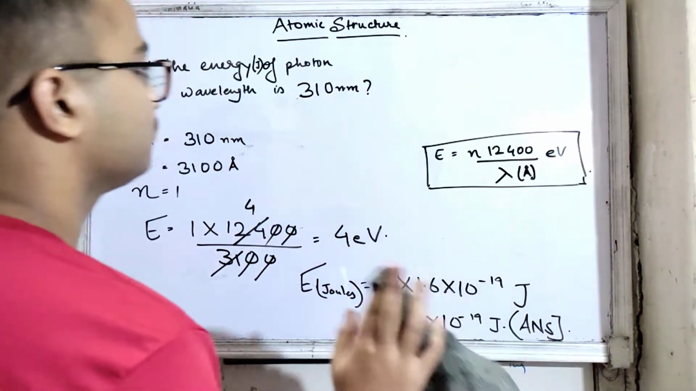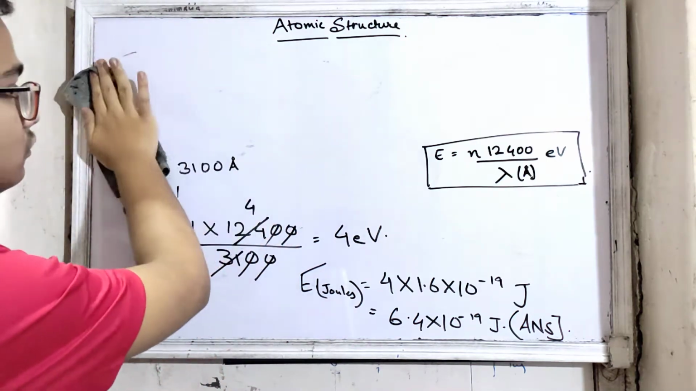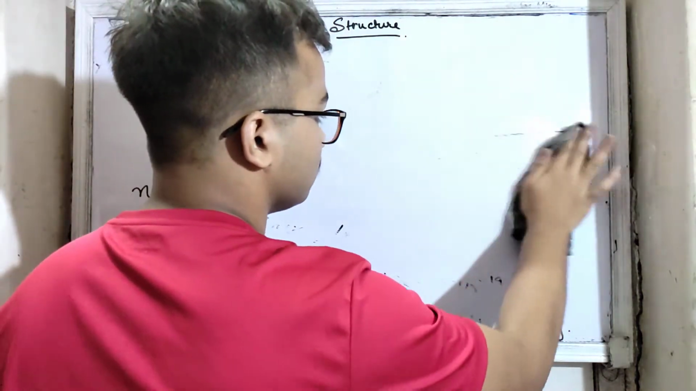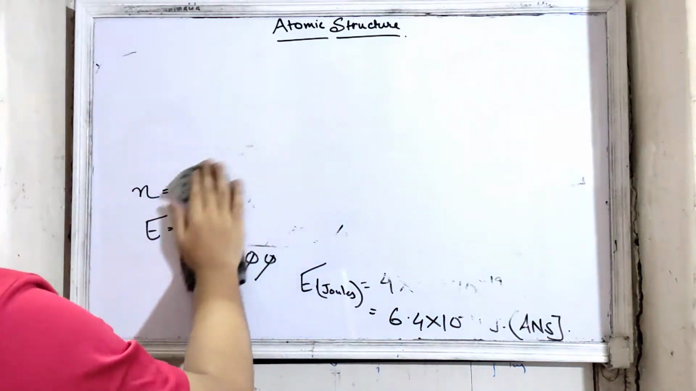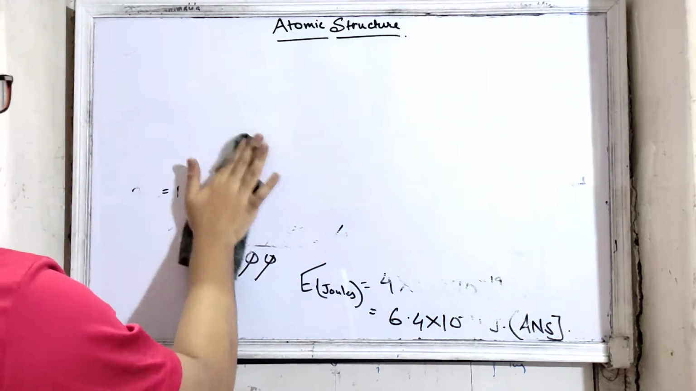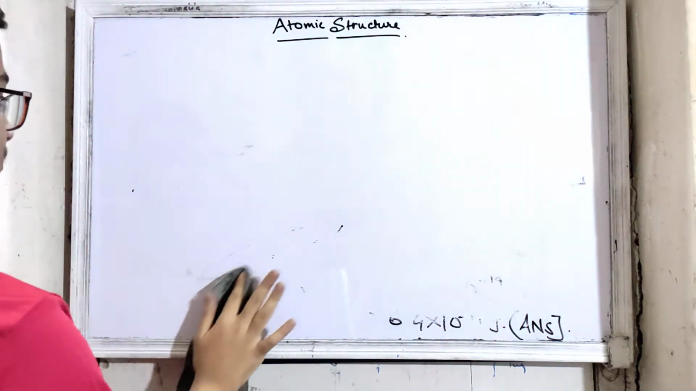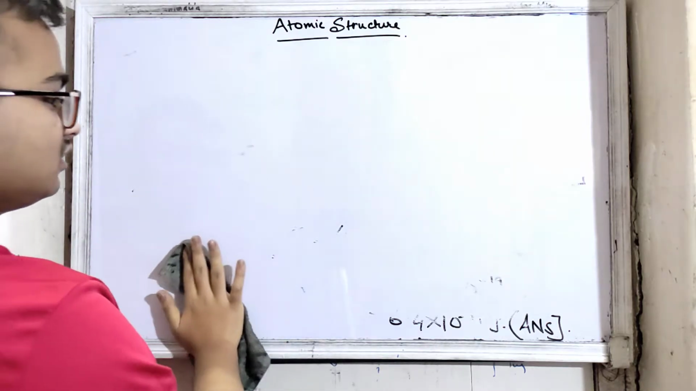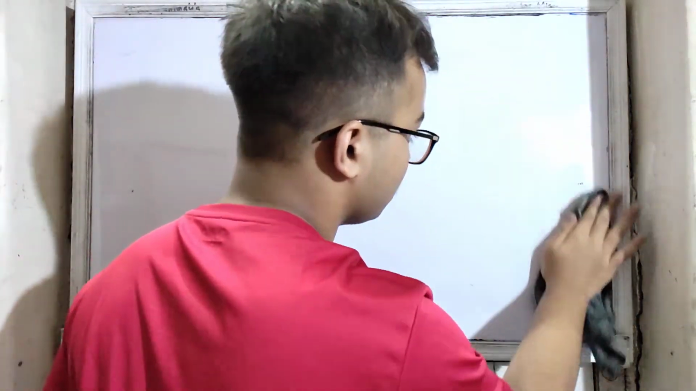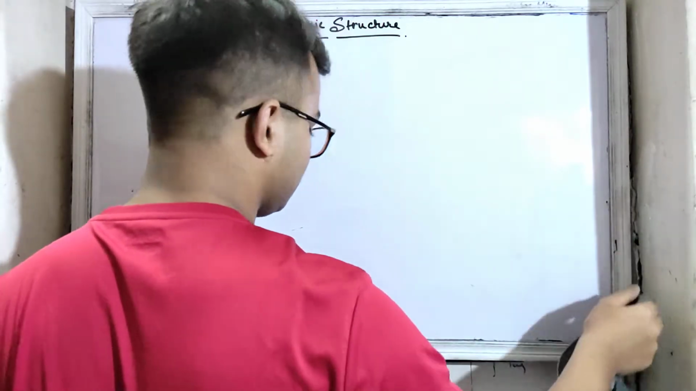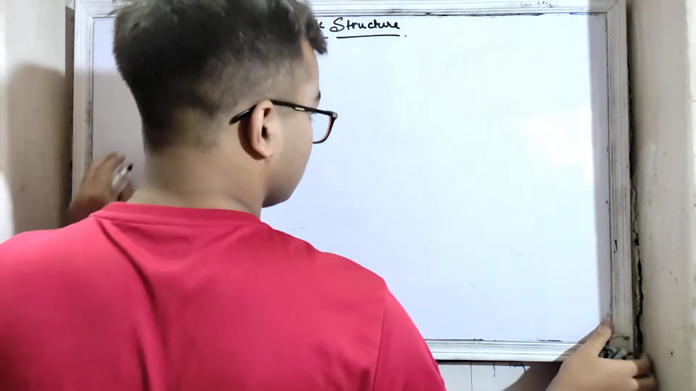Give heading Bohr's theory. Bohr's theory was given by a famous and very well established mathematician called Niels Bohr. He was an excellent mathematician, and his name was Niels Bohr.